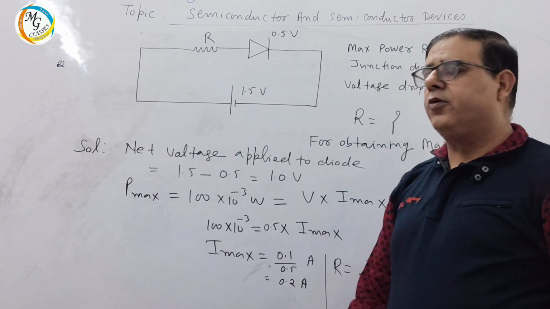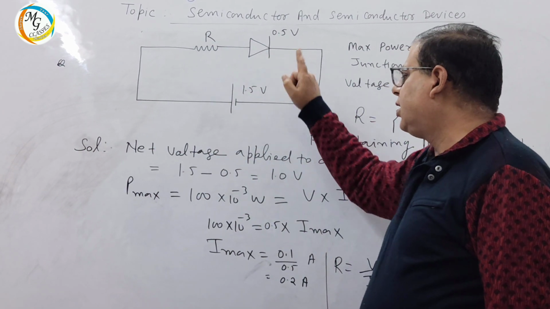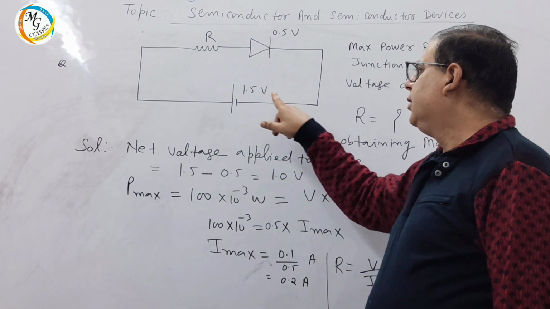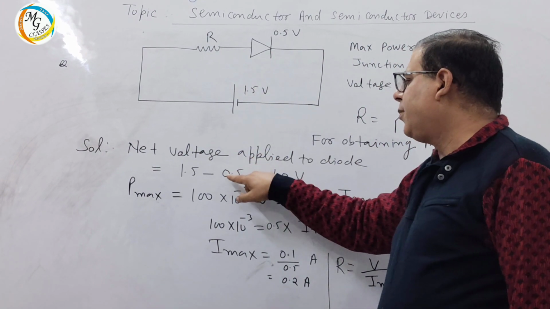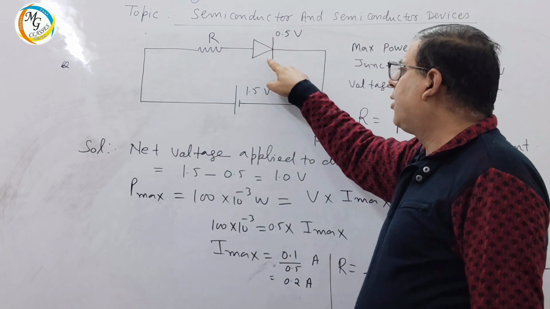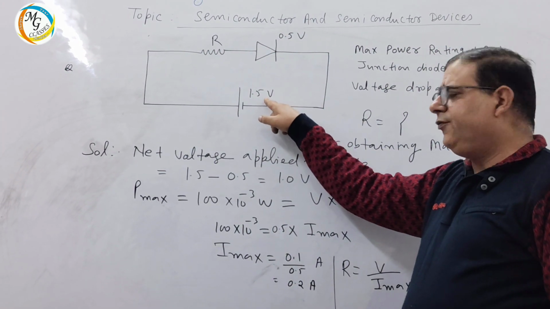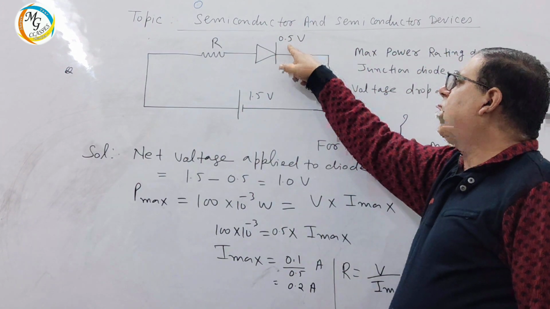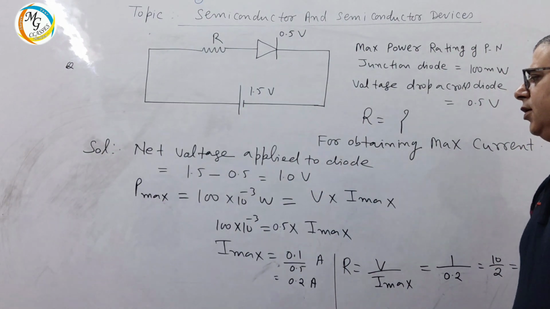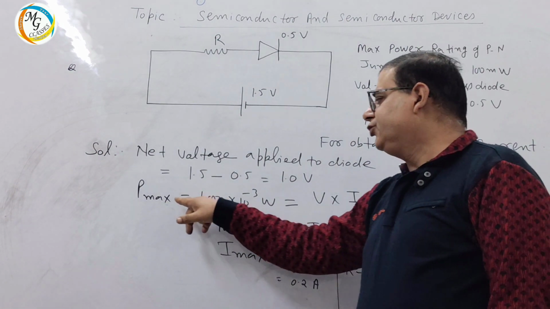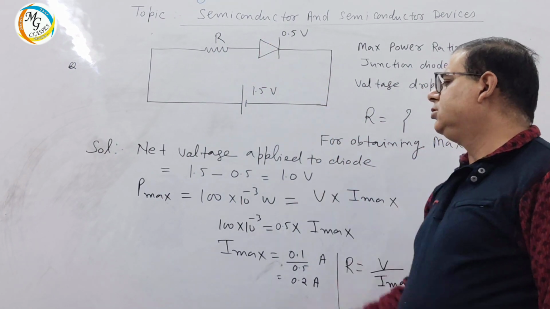First of all, let us begin by finding the actual voltage which is provided to this p-n junction diode. So the net voltage applied to this p-n junction diode can be calculated as the total voltage, meaning the voltage of the circuit, minus the potential drop across this p-n junction diode. The voltage of the circuit is 1.5 minus the potential drop of this p-n junction diode, which is equal to 1 volt.